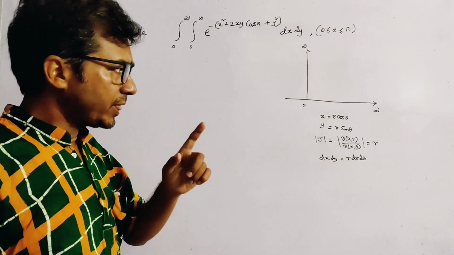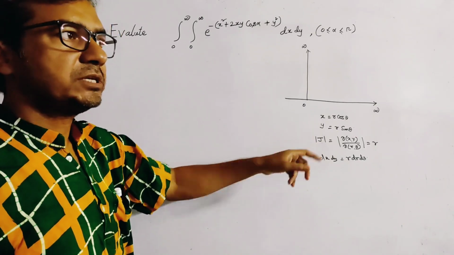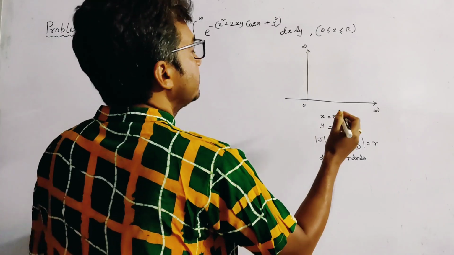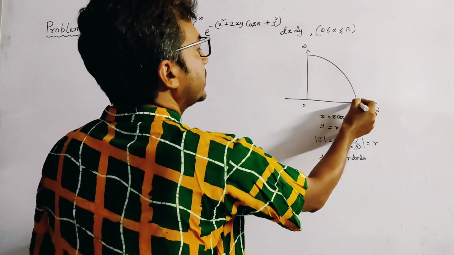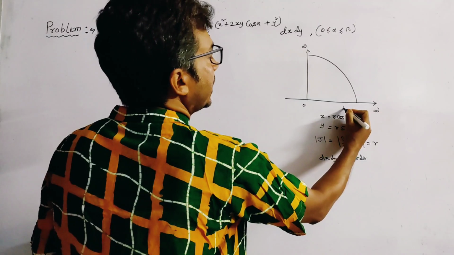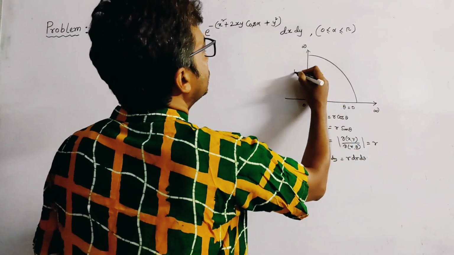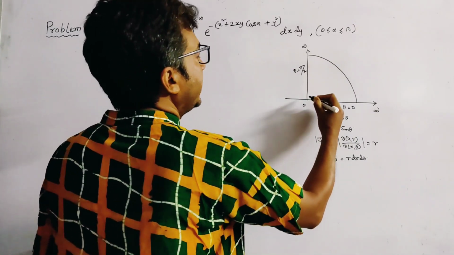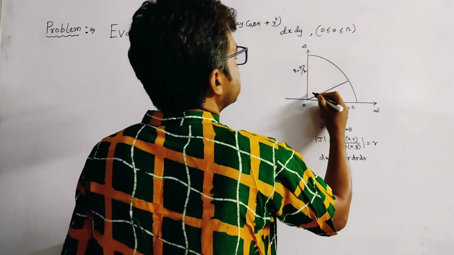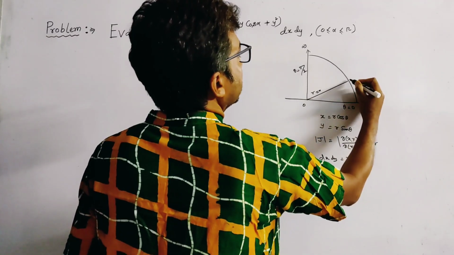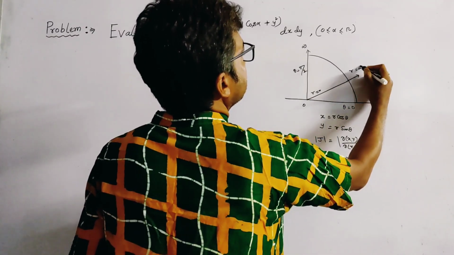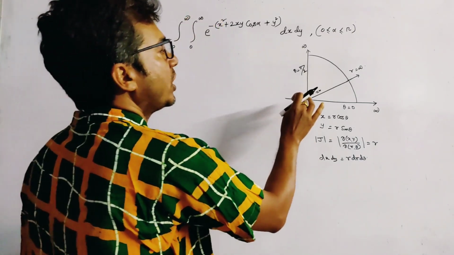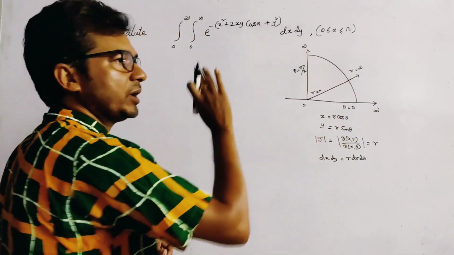Clearly, by this transformation the region becomes the first quadrant, that is, the range of theta is from 0 to pi by 2. And the range of r is 0 to infinity, because the range is 0 to infinity and 0 to infinity, so r is 0 to infinity and theta is 0 to pi by 2.